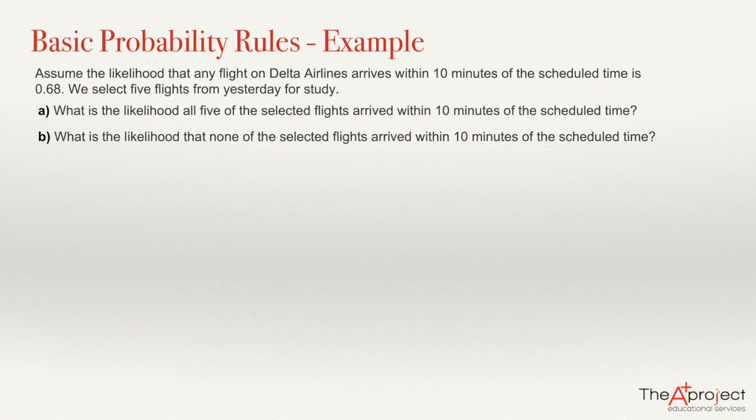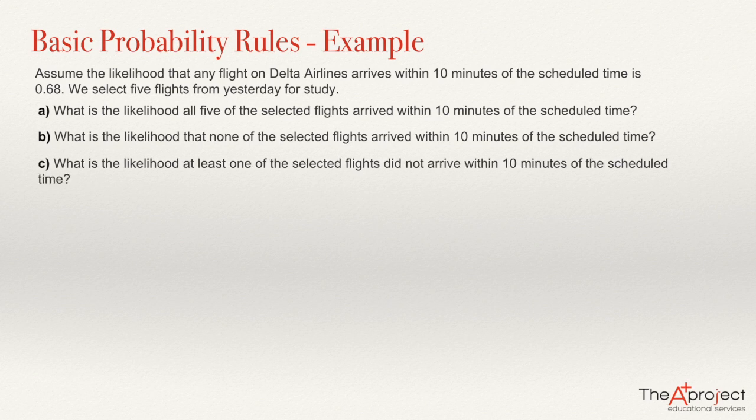B. What is the likelihood that none of the selected flights arrive within 10 minutes of the scheduled time? And C. What is the likelihood at least one of the selected flights did not arrive within 10 minutes of the scheduled time? Here appears the word likelihood. This is just another way of asking you probability. When you don't want to say probability, you say likelihood.